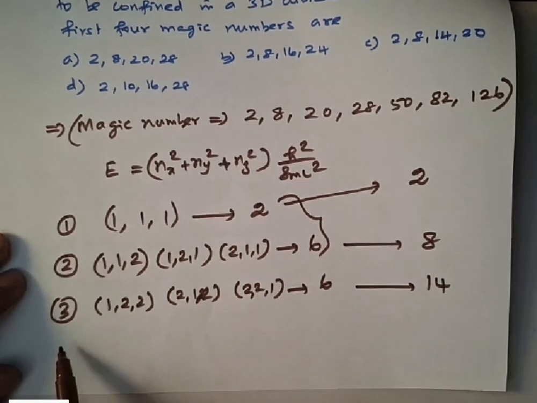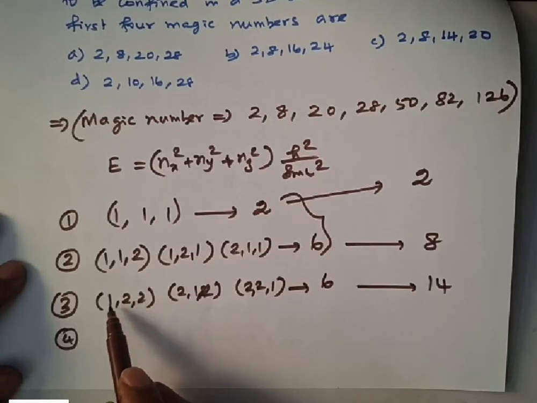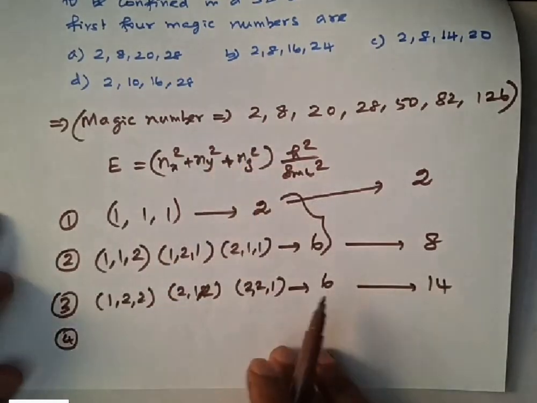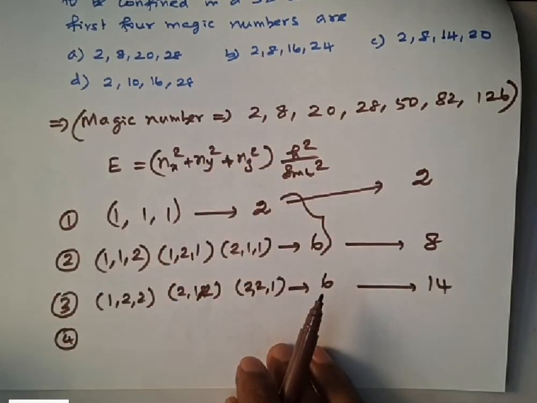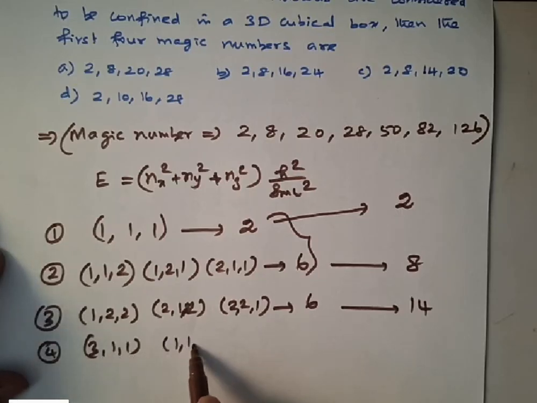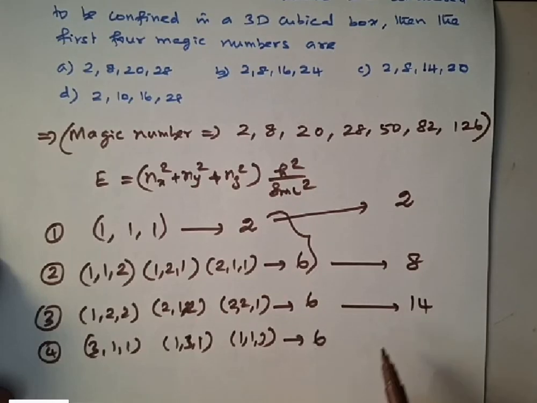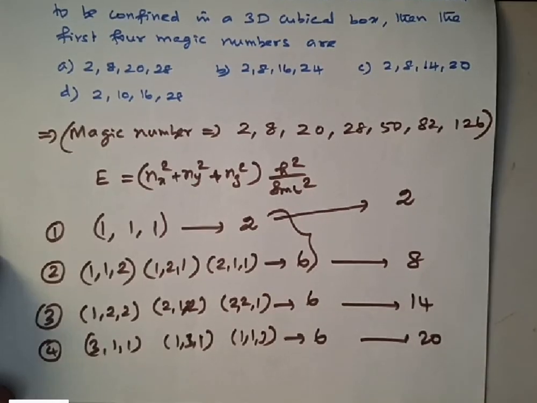Then if we move on to the next level, 1, 2, 2 is 9 actually, right? 2 square plus 2 square plus 1 square, you'll get 9. What's the next level? After 9, you can move on to 3, 1, 1, correct? 3, 1, 1: 3 square is 9, plus 1 plus 1, that is 11. So 3, 1, 1, then 1, 3, 1, then 1, 1, 3. So here also we have 3 states. So 3 into 2 is 6. So 14 plus 6 is 20. So the next magic number is 20.